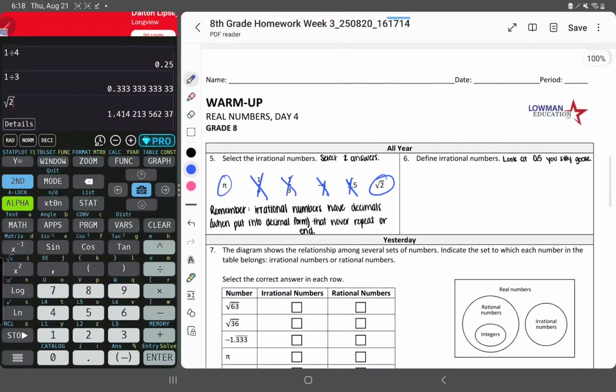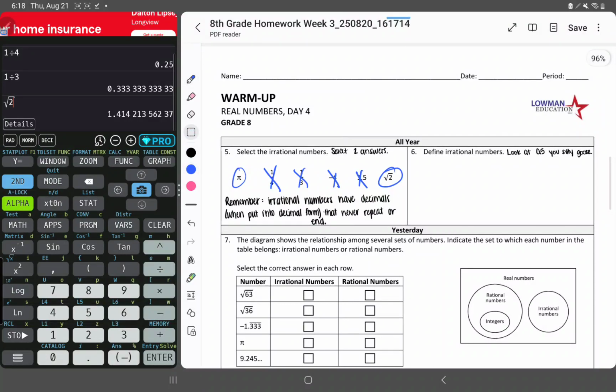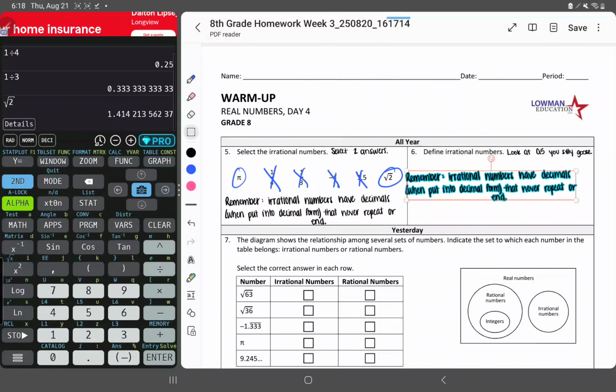Then this one says define irrational numbers, and I literally defined irrational numbers over here for you. So all you have to do is just write that definition down. And here's that definition. Oops, that should still be circled.